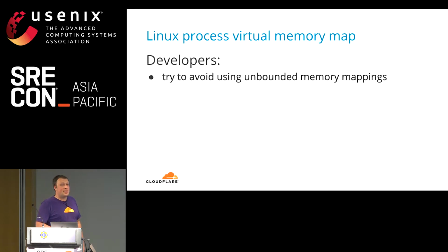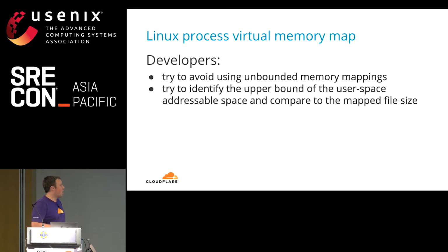For developers, try to avoid unbounded memory mappings. Maybe it's hard, but try to identify the upper bound of addressable space and compare it to the size of the file you're trying to mmap, maybe to give a more robust error message.